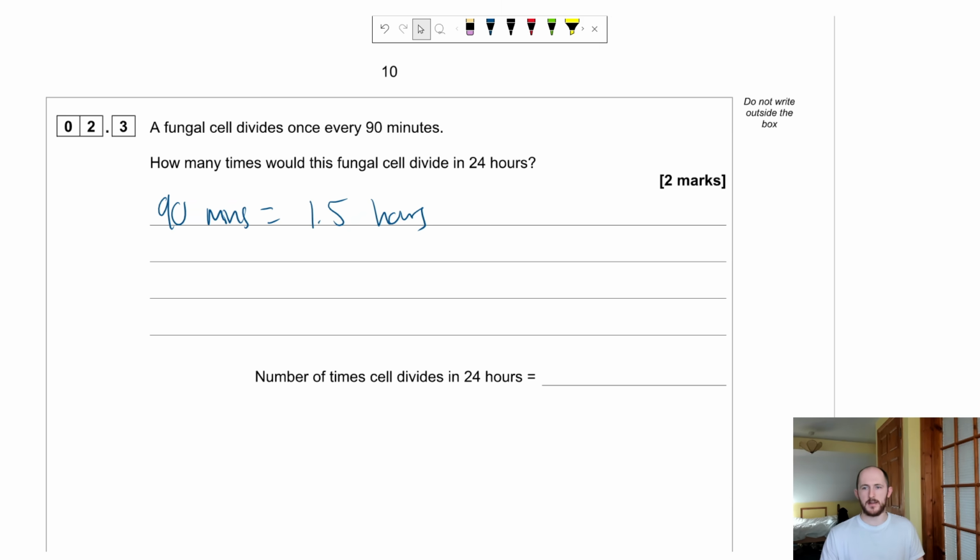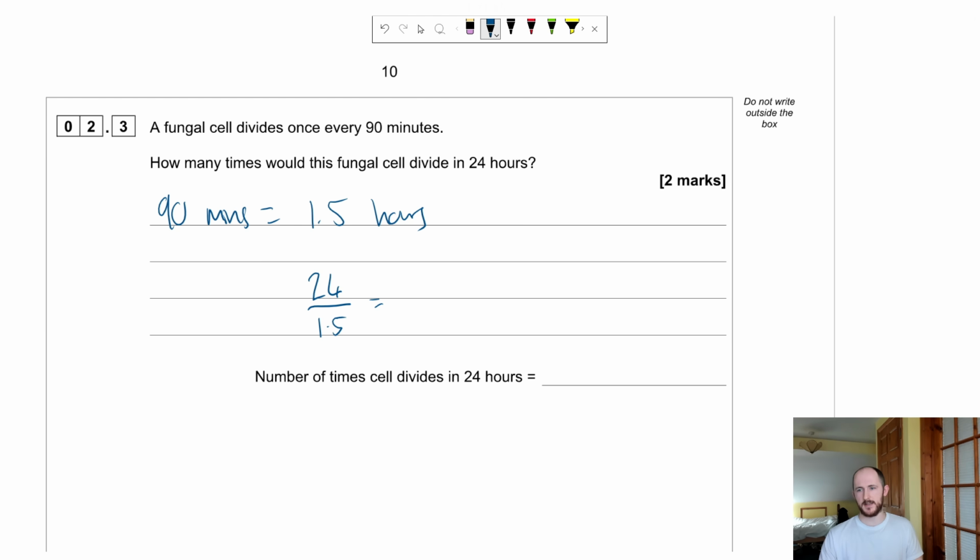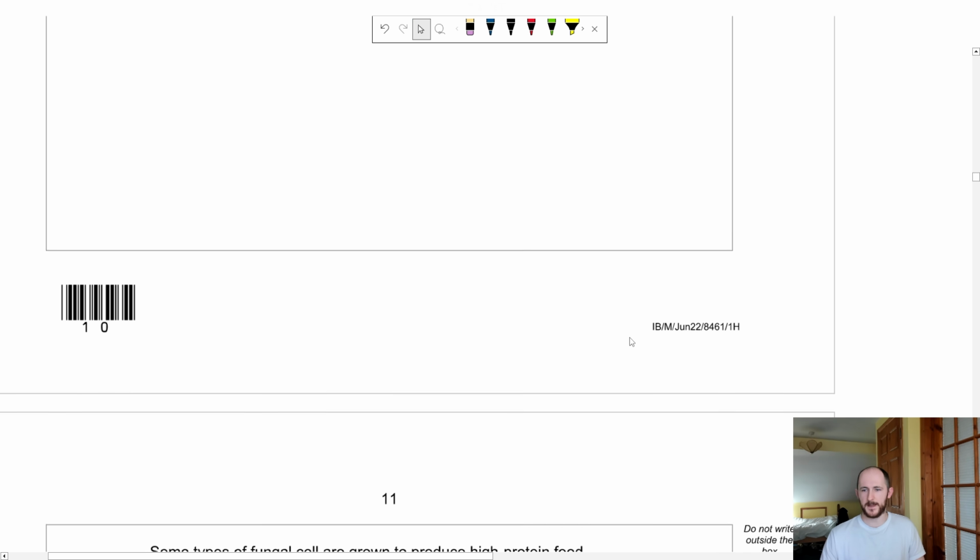And then you're just saying, how many times would it divide? Well, in 24 hours, what they're asking you is, in 24 hours, how many 1.5s are there? So how many times does 1.5 happen in 24? Well, 1.5, 3, 4.5, and so on. We can just use our good old-fashioned calculator for that. 24 divided by 1.5 gives us an answer of 16 times. Whoop-de-doo. Which means it duplicates 16 times in 24 hours, which is kind of terrifying, but that is what it is.